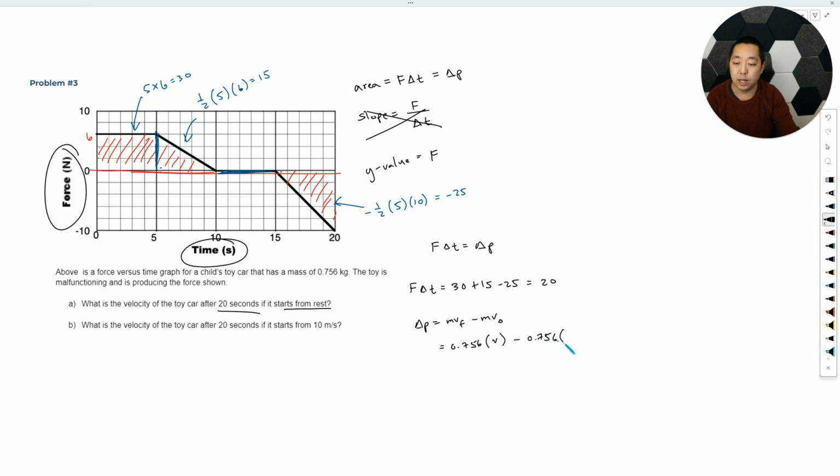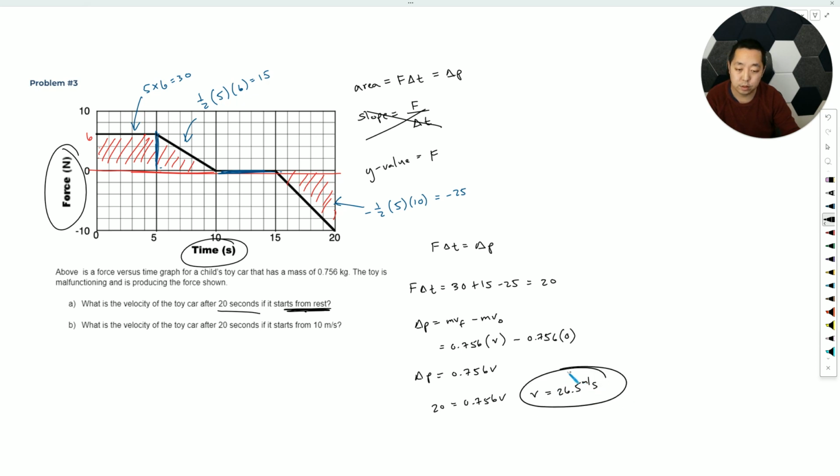What was the initial velocity? Well, it started from rest. So it had an initial velocity of 0. So this just ends up 0.756 times v is the change in momentum. And then we're just going to set these equal to each other. The impulse is the change in momentum. So then v is 20 divided by 0.756. And I get 26.5 meters per second.